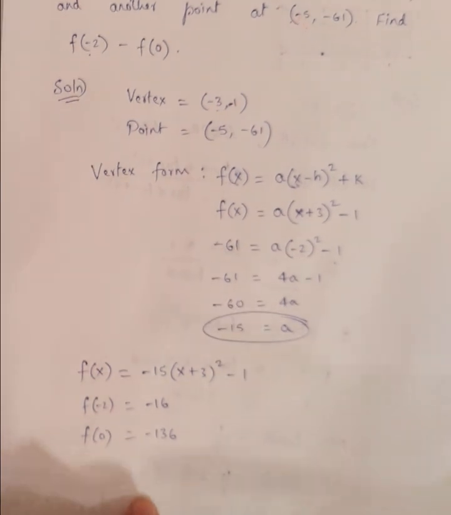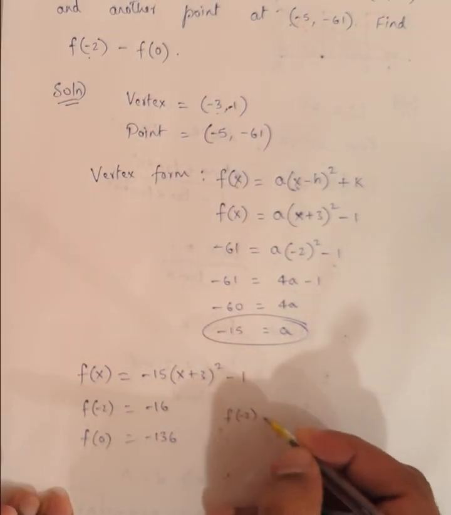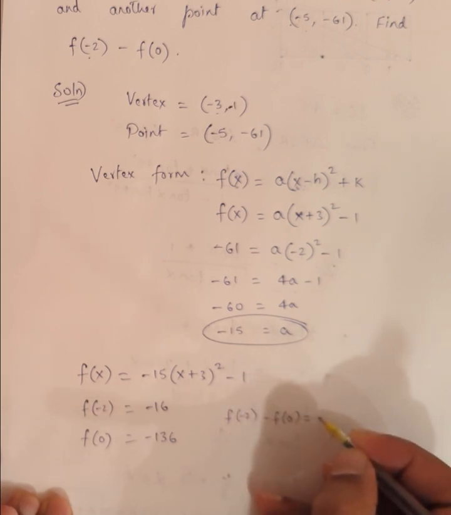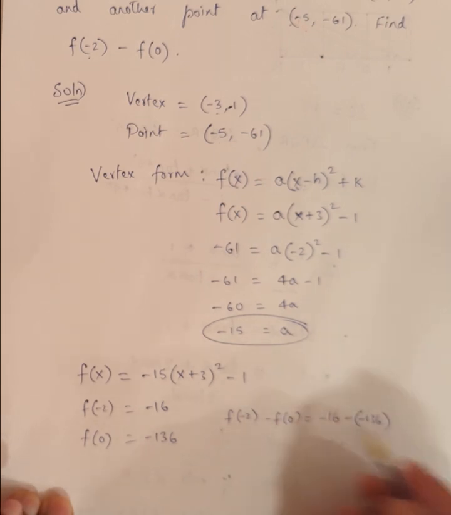So we copied those numbers, and now we subtract. f of -2 minus f of 0 is -16, and we have to subtract -136, which is to say that we want to add 136, and the answer is 120.